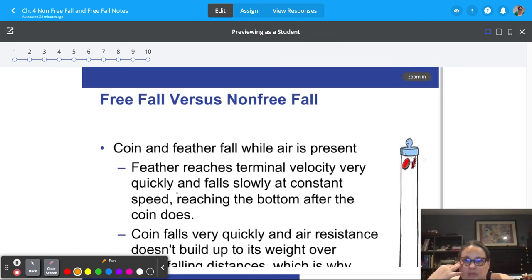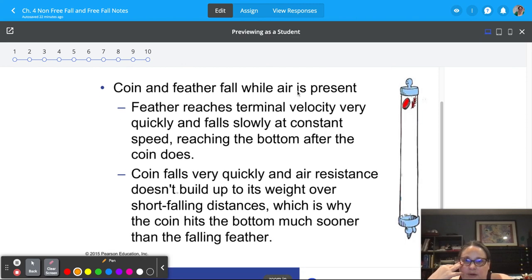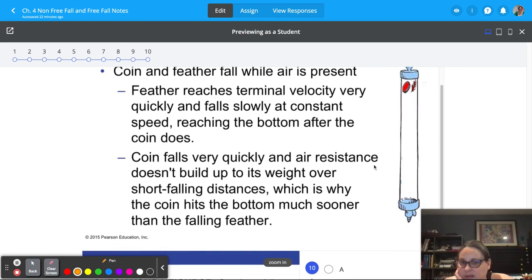Okay, so free fall versus non-free fall. One more time. A coin and feather fall while air is present. The feather reaches terminal velocity very quickly because it has a large surface area and a small mass, and falls slowly at a constant speed, which is terminal velocity, reaching the bottom after the coin does. The coin falls very quickly, and air resistance doesn't build up to its weight over short falling distances, which is why the coin hits the bottom much sooner than the feather.